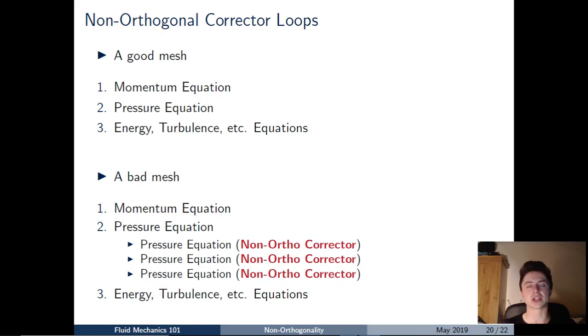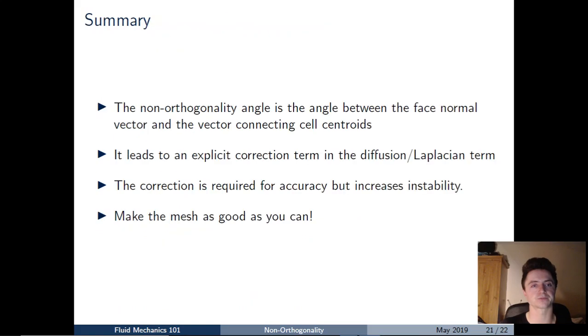And usually for bad meshes, somewhere between 1 and 3 non-orthogonal correctors tends to be sufficient, because any more and really we're going to be slowing down that CFD code by a lot, and it tends to not be worthwhile solving, as our solution will be of very low accuracy. And then of course we would then solve the energy, turbulence, species transport and other equations after that. So that's a comparison of the different types of loops you would do depending on the quality of your mesh.